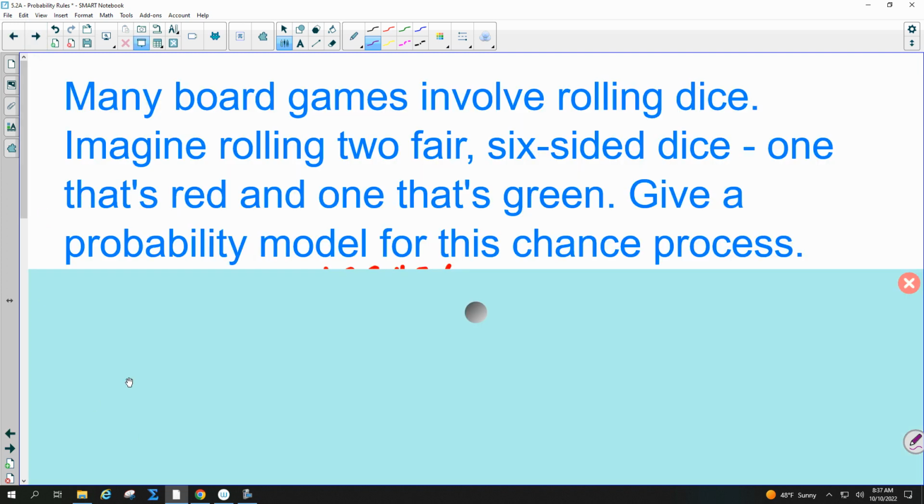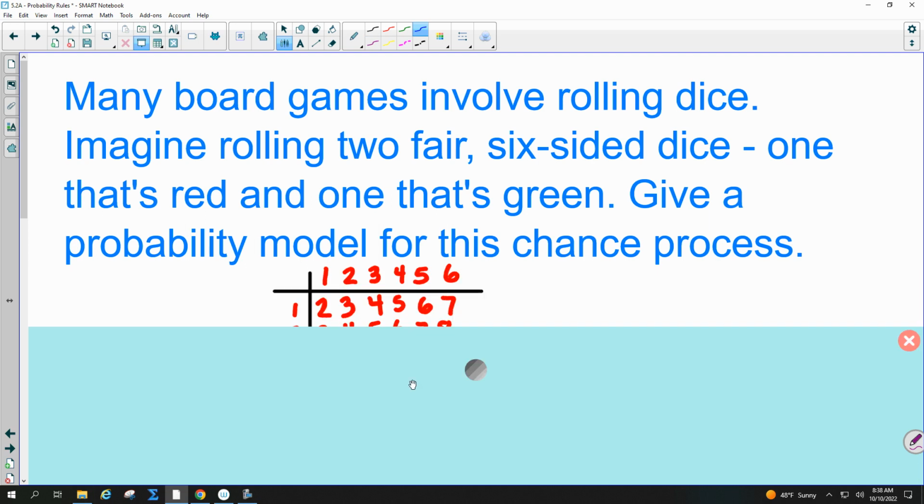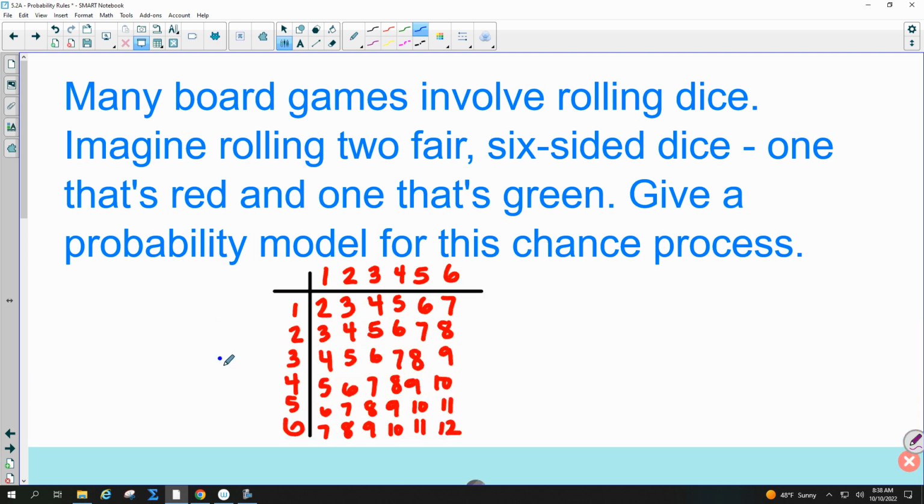All right, so a lot of board games involve rolling dice. Imagine rolling 2 fair 6-sided dice, one that's red and one that's green. Give a probability model for this chance process. Your probability model could just look like this. So we'll say this is the red die, this is the green, and good old pre-algebra where you had to do this 50,000 times. You guys remember that? It was like all the time. All right, so this is the sum of 2 dice, right? You roll a 1 and a 1 and you get a 2, etc., up to a 12. All right, and so our probability model is those are our possible outcomes. We could also calculate all of our probabilities now.